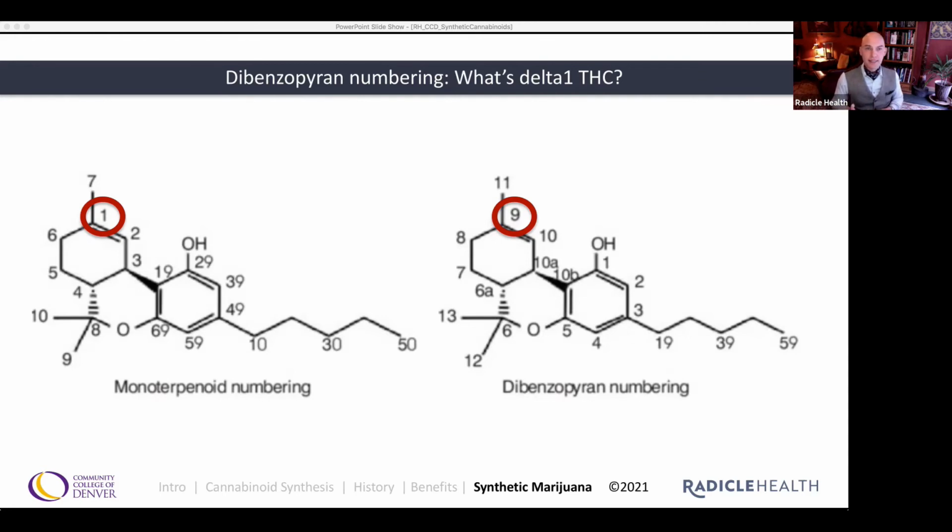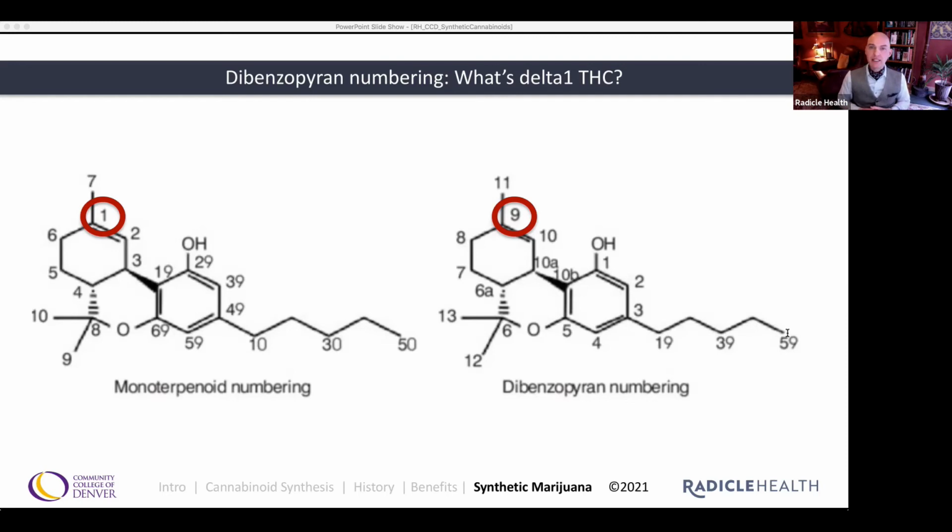It's called delta 9 THC because there's a double bond at the carbon 9 position, and that's the position that's circled with the red circle. Delta 8, for example, is the same molecule as delta 9, except it has a double bond at the carbon 8 position. So there you go. In older scientific literature, you might also see references to delta 1 THC.